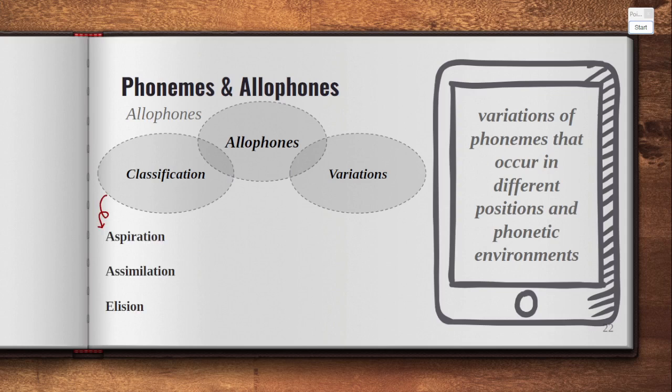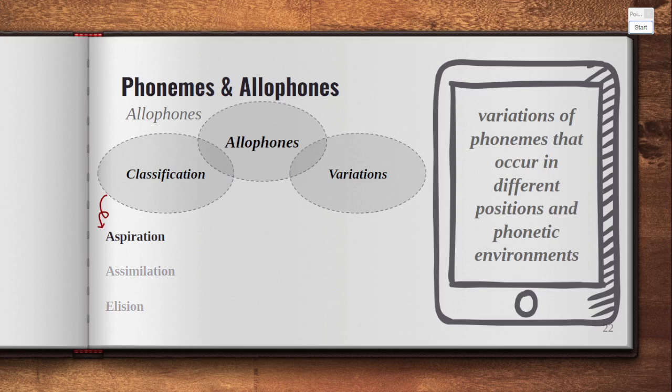First of all, we need to say that allophones are variations of the phonemes that occur in different positions and phonetic environments. In few words, an allophone is a phonetic variation of the phoneme.